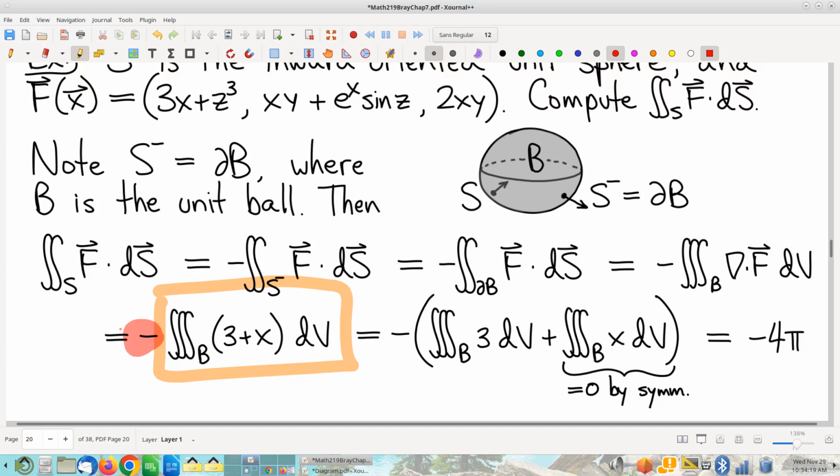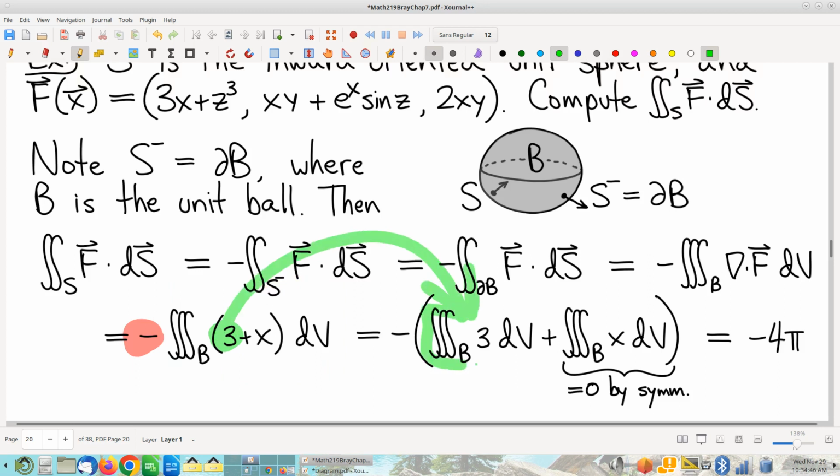Right? Maybe it has an odd symmetry that coincides with a symmetry of the ball, but no, it doesn't. Maybe it's a constant. No, it's not. Right? There would be a couple of nice things that would make this triple integral really easy if only the integrand would cooperate, but it doesn't. Right? So the neat trick is to take it and break it up into 2 separate integrals. Right? There's the integral of the 3 term, and then there's the integral of the x term.